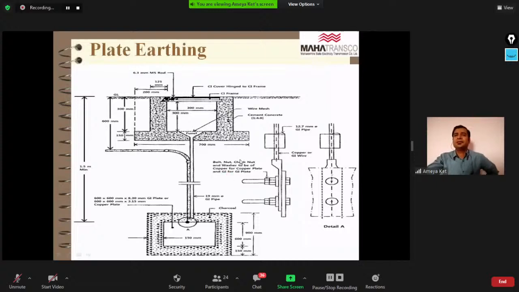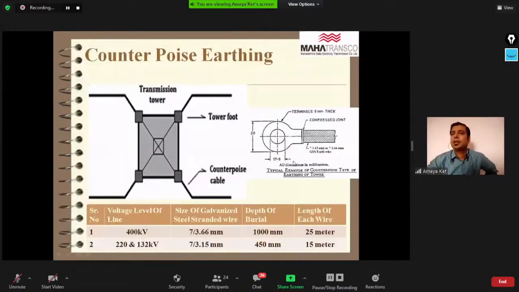Now moving ahead, coming to the last one, a very important thing: the counterpoise earthing. As we know, we are very much aware of pipe type earthing and plate type earthing. But counterpoise earthing is specifically done for EHV transmission towers. In counterpoise earthing, what we do exactly is that all four legs of the transmission tower are earthed, with the arrangement depending on their voltage levels.